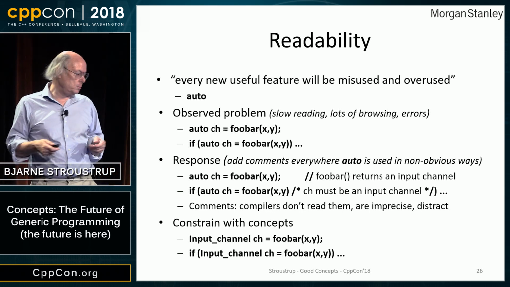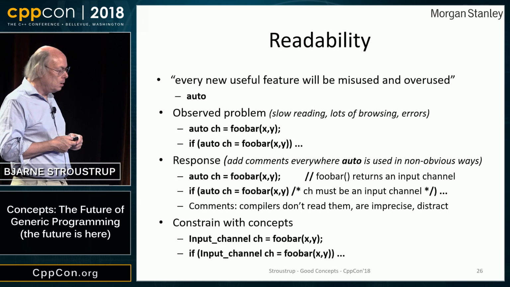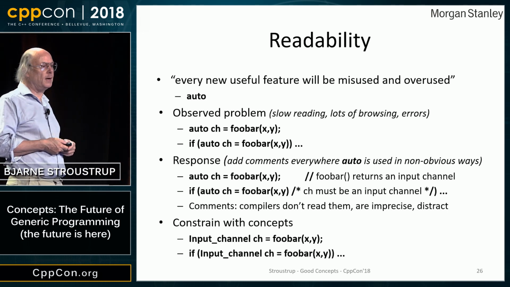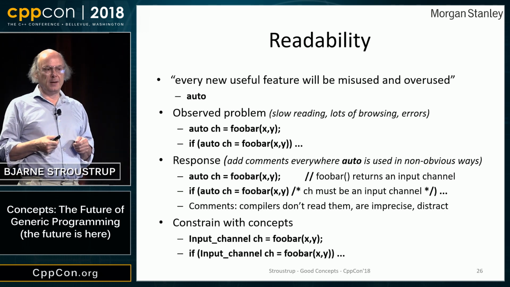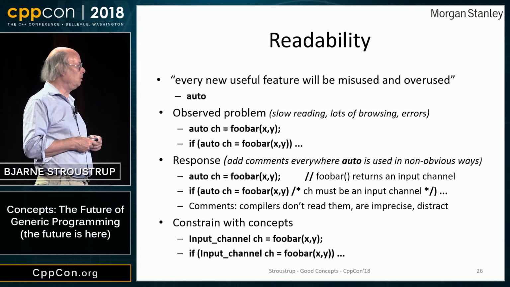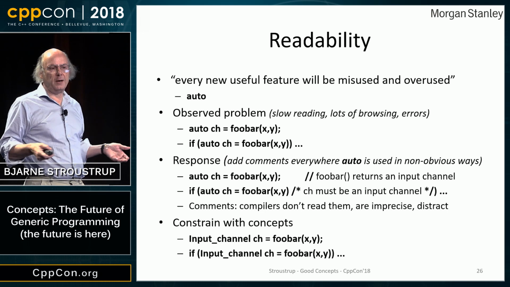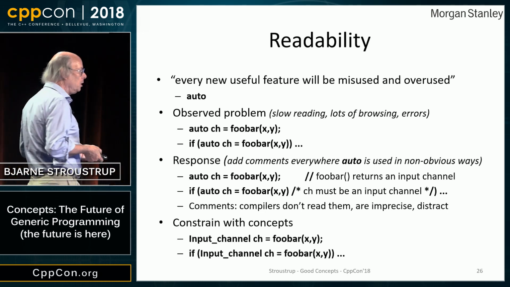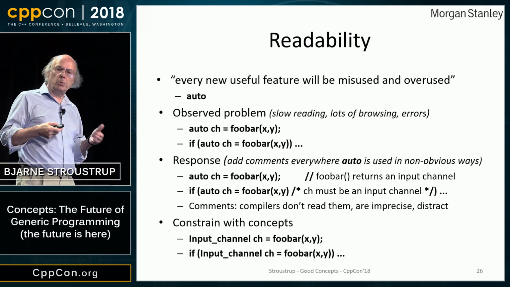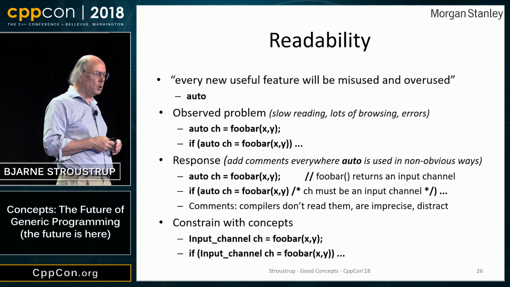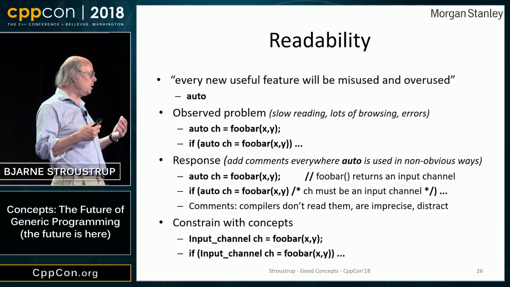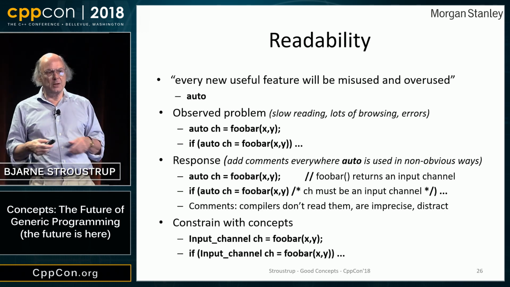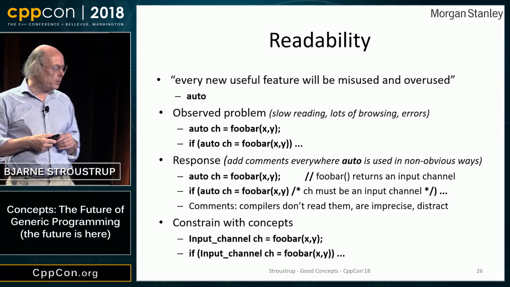So the response for now has been to put a comment in. Every time you assign something that's not obviously of a type, put a comment on it. Sure, with make_shared, you don't have to have a comment because make_shared makes a shared pointer, but in a lot of cases, if it goes beyond that, you have to put comments in, and your code gets uglier, larger, and comments are not always right.